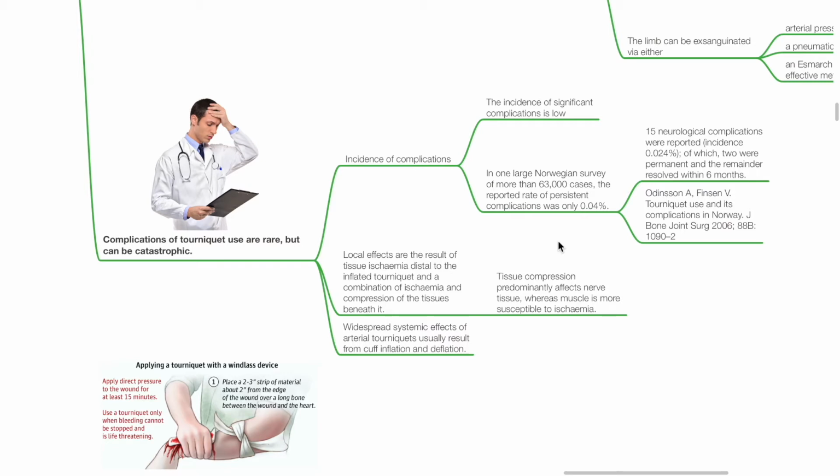6 months. Local effects are the result of tissue ischemia distal to the inflated tourniquet and a combination of ischemia and compression of the tissues beneath it. Tissue compression predominantly affects nerve tissue, whereas muscle is more susceptible to ischemia. Widespread systemic effects of arterial tourniquets usually result from cuff inflation and deflation.